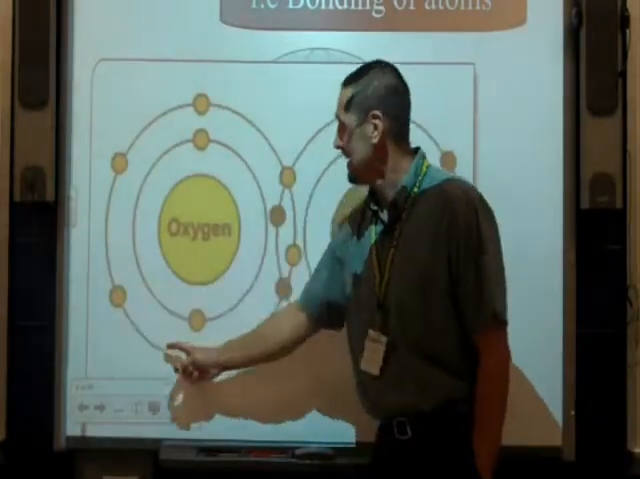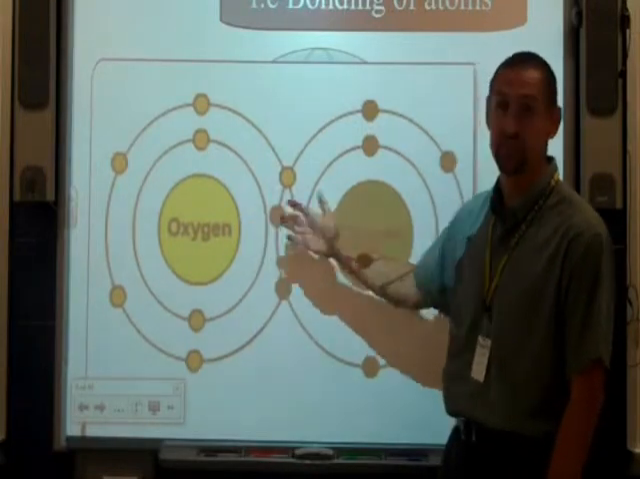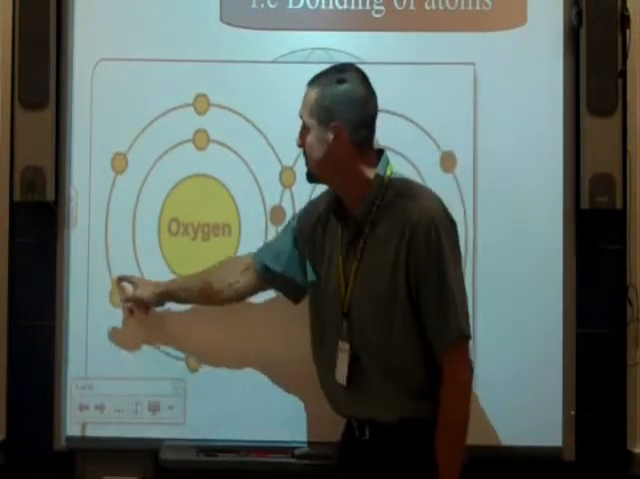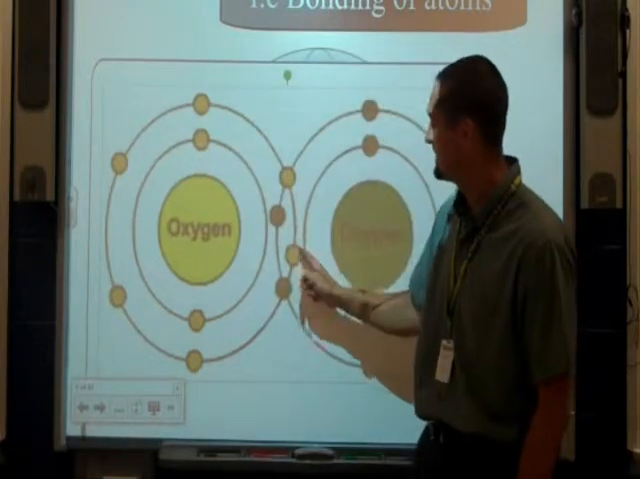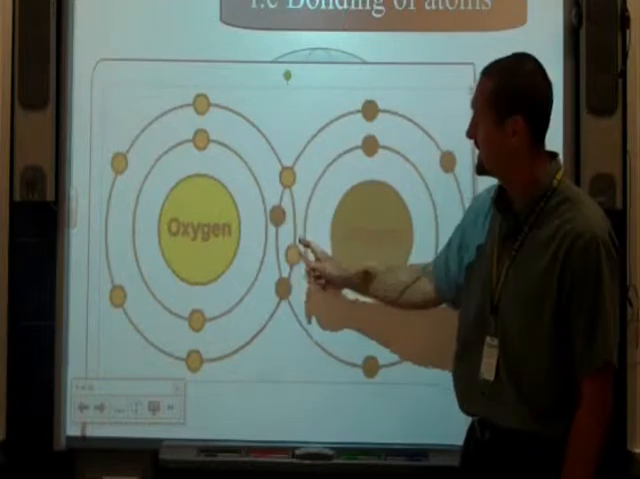Oxygen needs 8 electrons in the outer energy level. So here, the oxygen atoms are just going to share their electrons. 1, 2, 3, 4, 5, 6, 7, 8. 1, 2, 3, 4, 5, 6, 7, 8.